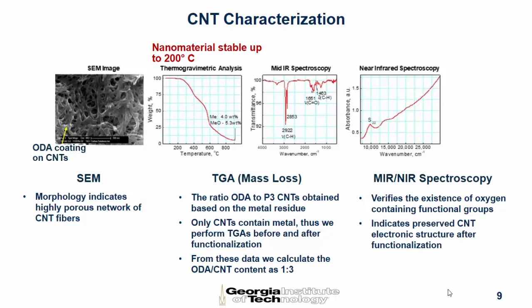And we did a thermogravimetric analysis to figure out the mass loss, so at what temperature the material becomes ineffective, because that's a very good parameter for the sensor operation. So we found that up to about 200 degrees, the material is pretty stable. Afterwards, it degrades.